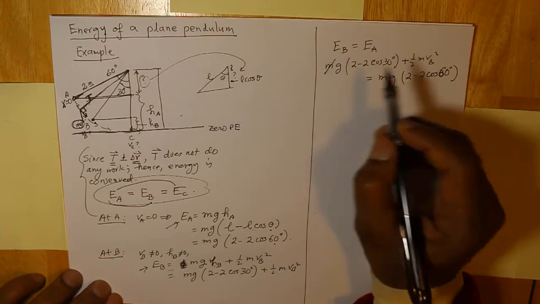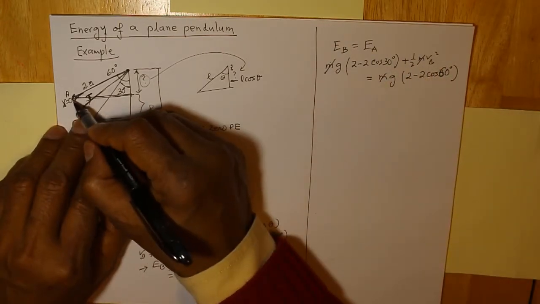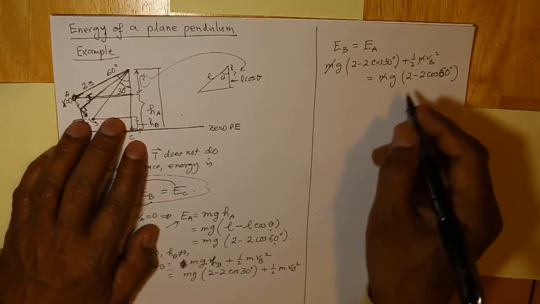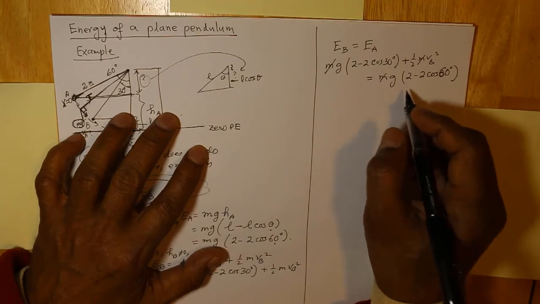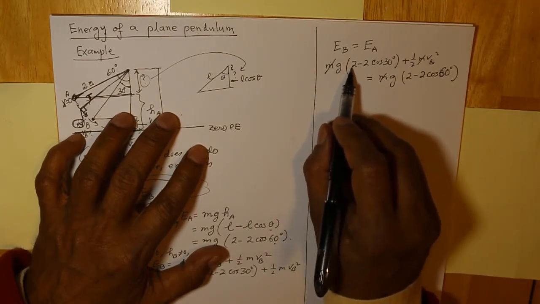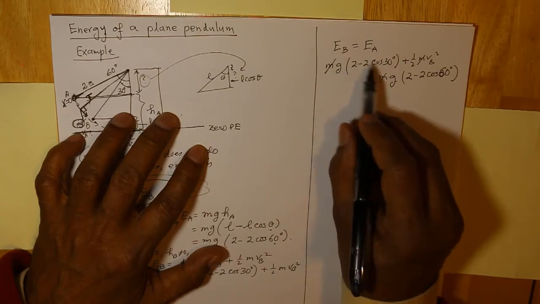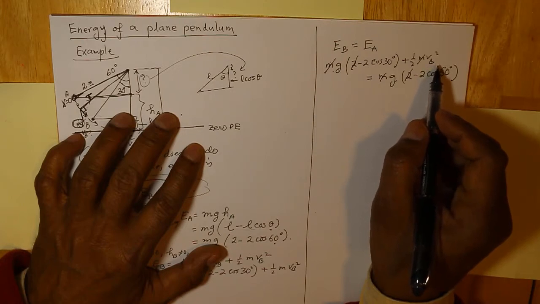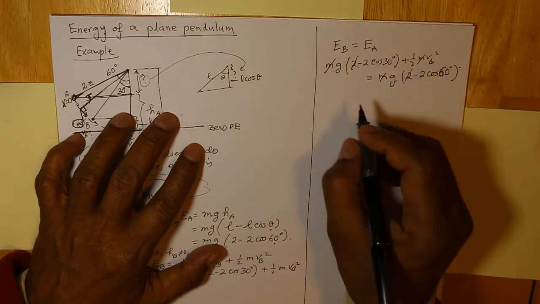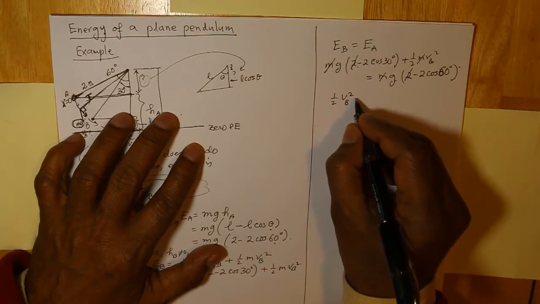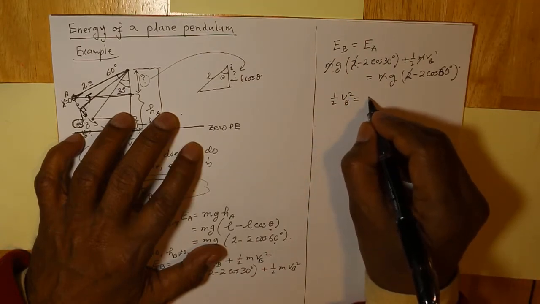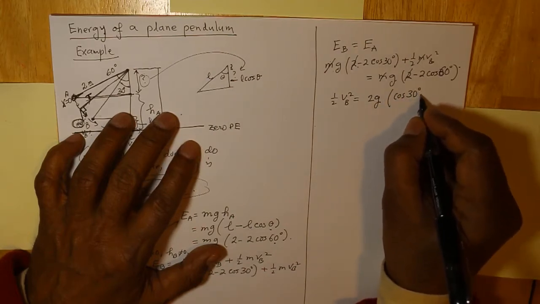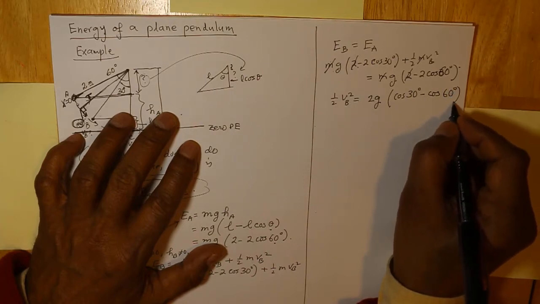You can see the m's all cancel out, so I didn't need to know the mass of the bob in this example. It was not given from the get-go, and I didn't need it in the end. Well, I can see that this 2g and this 2g will cancel, and in the same sense this 2 goes away. And then I send this down to the other side and I have half vB squared equal to 2g times cosine 30 degrees minus cosine 60 degrees.